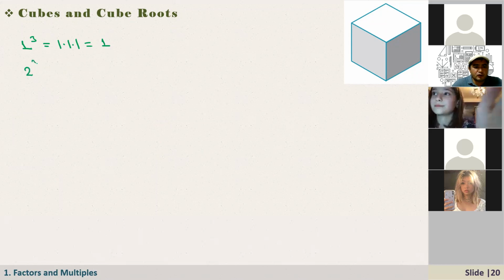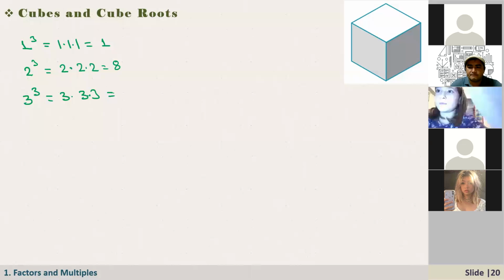How about 2 cubed, for example? That means that 2 is multiplied by itself 3 times: 2 times 2 times 2. 2 times 2 is 4, 4 times 2, that is 8. How about 3 cubed? That's equal to 3 times 3 times 3. Now, what is 3 times 3 times 3? 27. Yes.